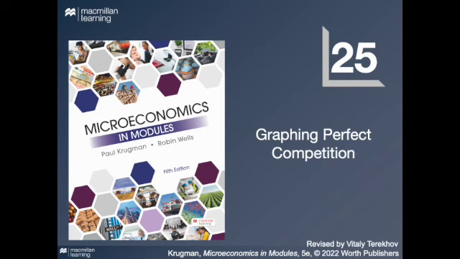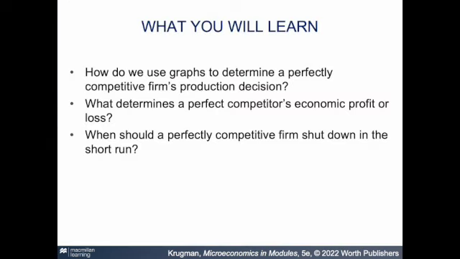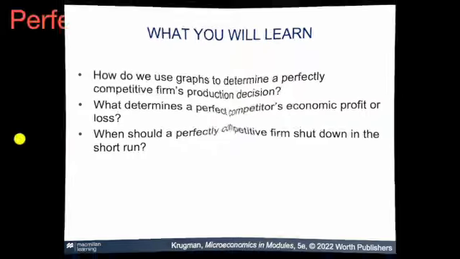What you will learn. How do we use graphs to determine a perfectly competitive firm's production decision? What determines a perfect competitor's economic profit or loss? When should a perfectly competitive firm shut down in the short run?